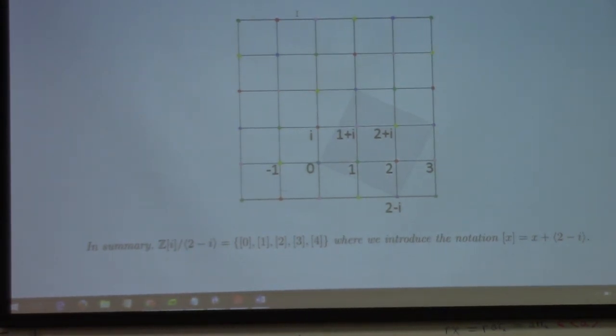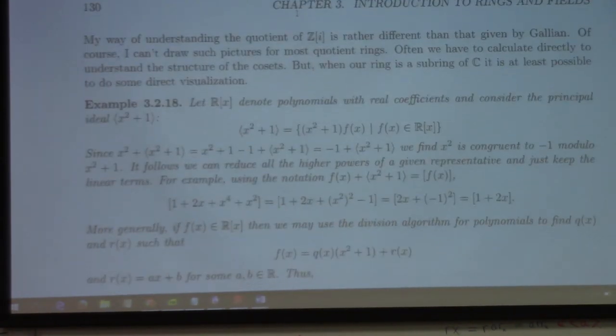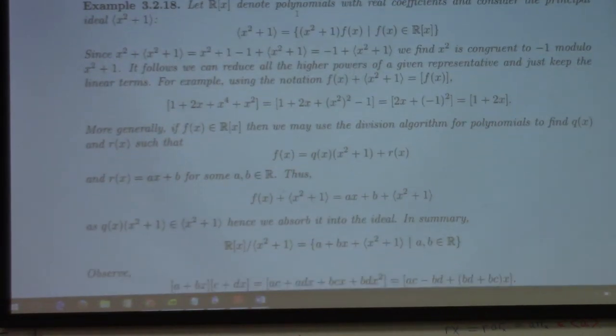My larger point to you is, what is this? I mean, up to isomorphism. If we had some concept of isomorphism here, we will soon. What is this? Z5. It's Z5. Thank you. All right. We'll come back to that later.